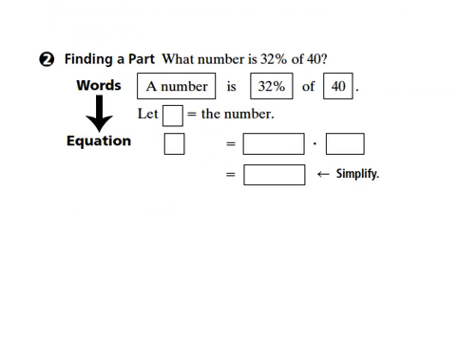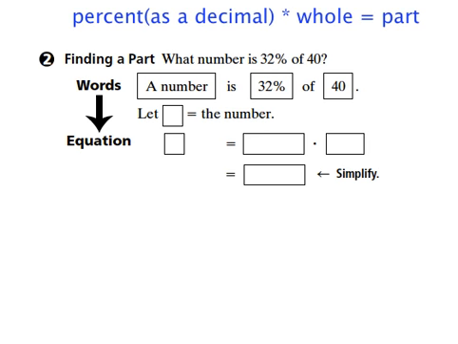Finding a part. What number is 32% of 40? Well, remember our percent equation. Percent written as a decimal times the whole equals the part. In this case, we know the percent is 32%. We know the whole because we have the of 40. We don't know the part. That will be our variable.